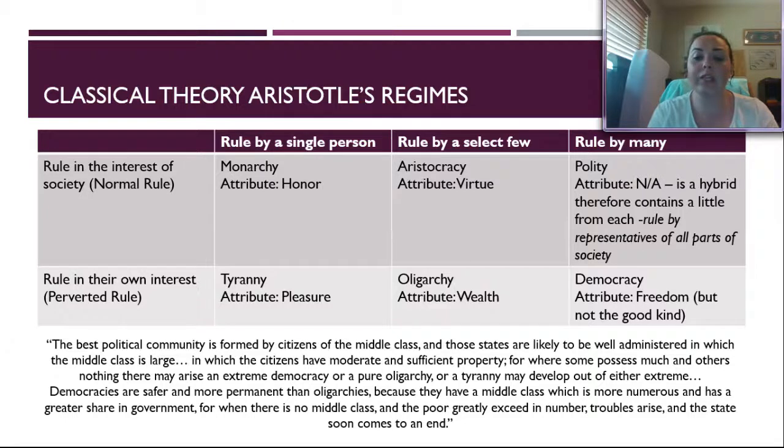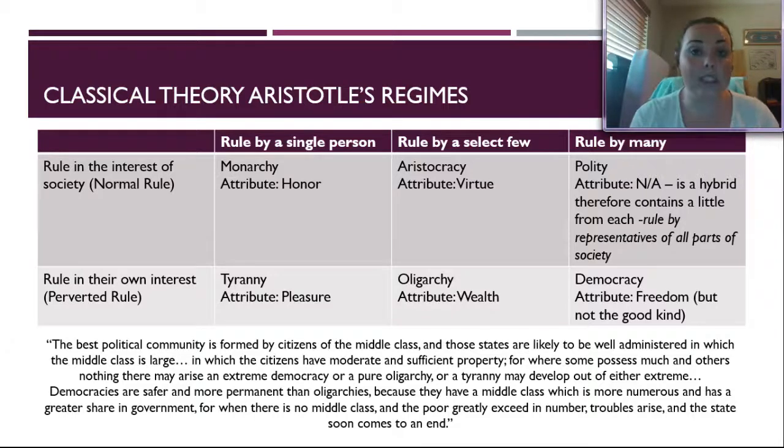For where some possess much and others possess nothing, there may arise an extreme democracy or a pure oligarchy. Or a tyranny may develop out of either extreme. Democracies are safer and more permanent than oligarchies because they have a middle class. People who have enough, not too much, not too little, which is more numerous and has a greater share of government. For where there is no middle class and the poor greatly exceed in number, trouble arises and the state soon comes to an end. That's really important to note.